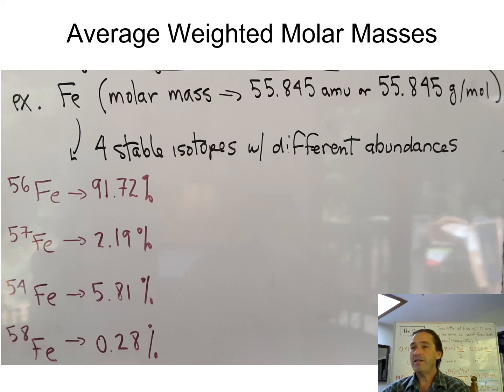So here in my example, iron has a molar mass of 55.845 AMUs, or more commonly, we use the unit of grams per mole. Both units fit this number, but we commonly work in grams per mole. Iron has 4 stable isotopes, but they all have different abundances. Iron 56 is the most abundant at 91.7%, and the other isotopes are a fairly low abundance.